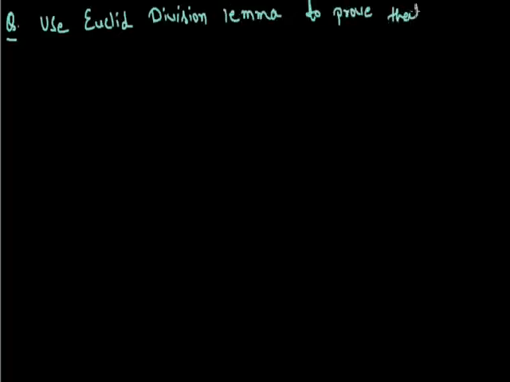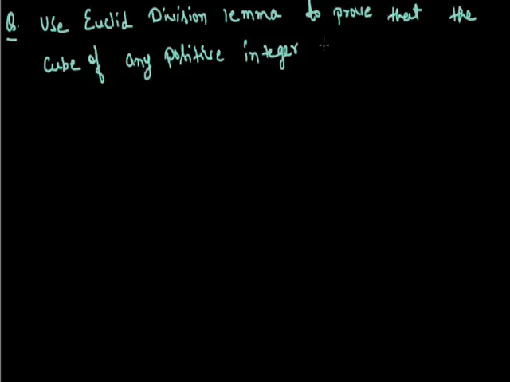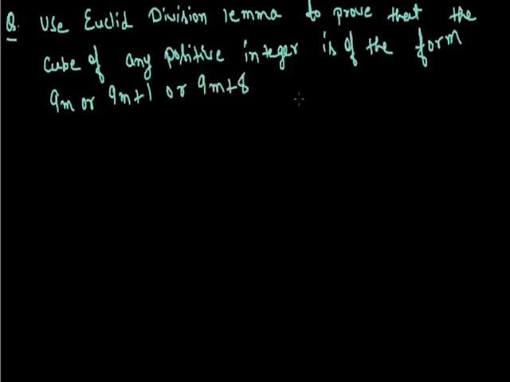Now next problem. Use Euclid division lemma to prove that the cube of any positive integer is of the form 9m or 9m plus 1 or 9m plus 8, for any positive integer q.